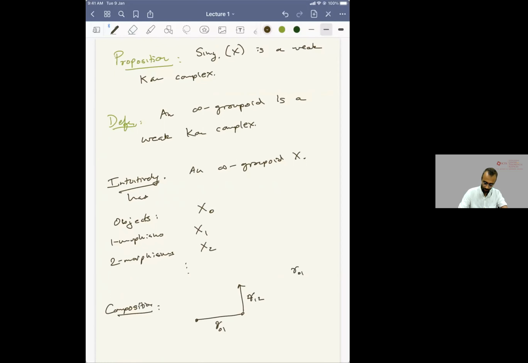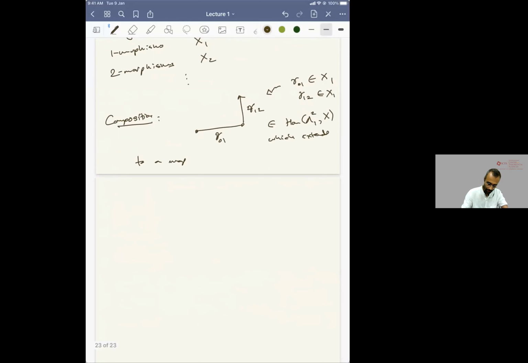So if gamma 0,1 belongs to X1, gamma 1,2 belongs to X1, then you get a picture like this, which belongs to Hom from the horn Λ^2_1 of 0, 1, and 2, I'm missing the opposite of 1, into X, which extends to a map from the full triangle, like this, gamma 0,1, to X.